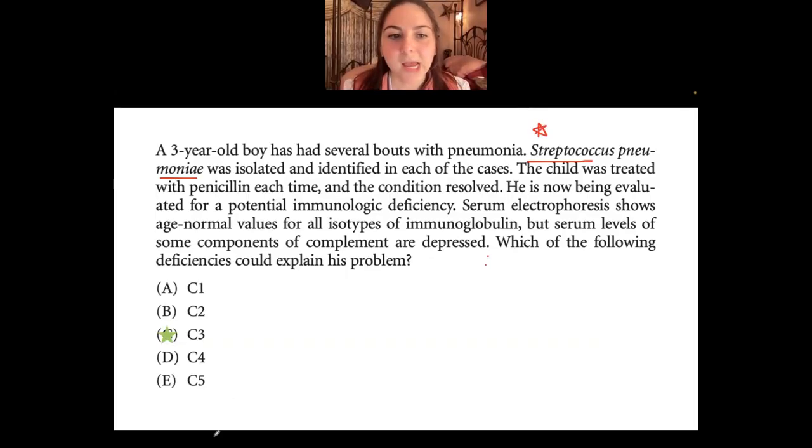So that's that. C5, remember this is your Neisseria. This is your recurrent, but it could be C6, C7, C8, C9. Any of those could also be with your Neisseria. And then everything else is just an early complement deficiency, but C3 is specifically for your strep, your Haemophilus, your Neisseria.